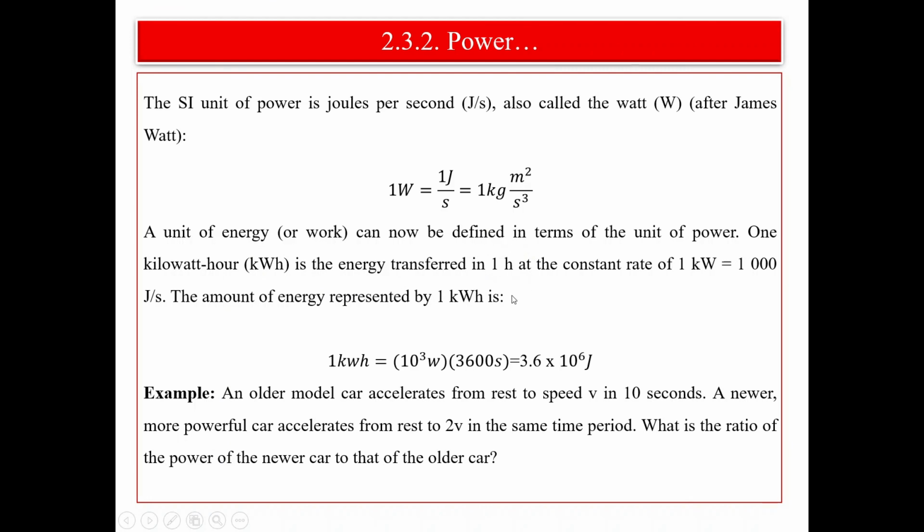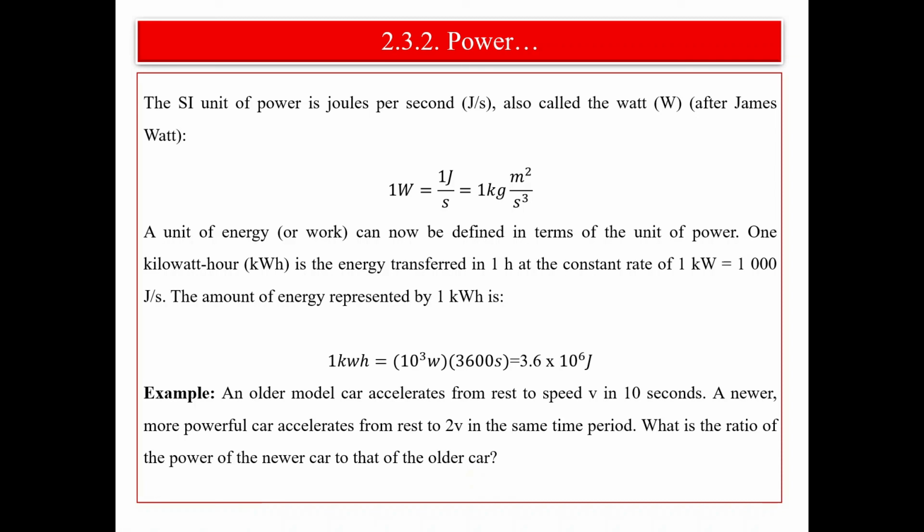Okay, so there is an example. Let's do this example. An older model car accelerates from rest to speed v. Starts from rest means the initial is 0, the final is v, in 10 seconds. But a newer model, powerful car accelerates from rest, again from 0, and the final velocity is 2v, in the same time period. So what is the ratio of the power of the newer car to the older car? We need to find the ratio of newer to the older car.